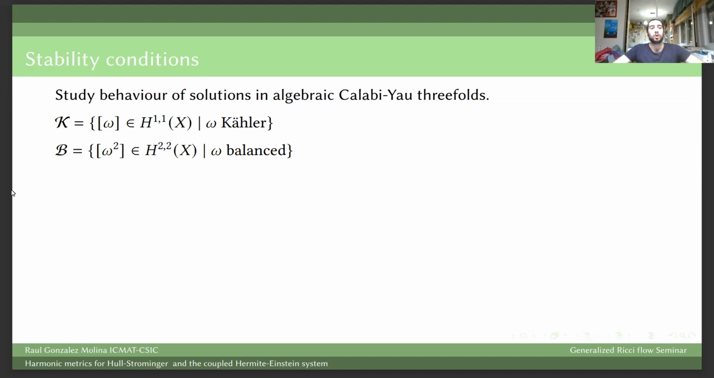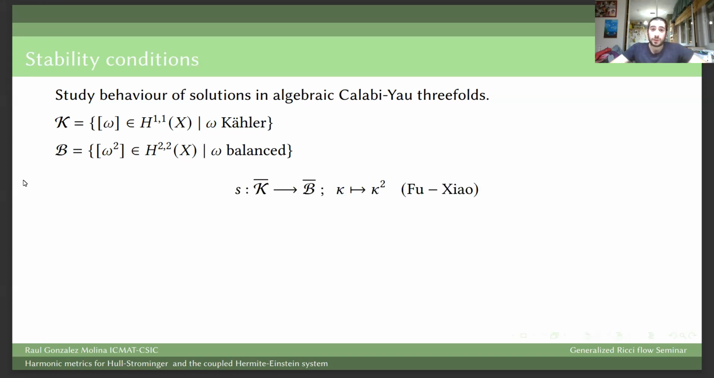So now we are going to study the behavior of solutions in the main setting, in Calabi-Yau threefolds which are Kähler, algebraic Calabi-Yau threefolds. On these manifolds, we have these cones in the sense of positive algebraic geometry, called the Kähler cone and the balanced cone. The Kähler cone is very well known in the literature. It is the set of classes that are represented by a Kähler class. And there is also this balanced cone, which is classes in 2-2 cohomology. All of the complex cohomologies in Kähler manifolds are the same. And these are the classes that are represented by the square of a metric. So the square must be a closed 2-2 form. It must also be a metric.